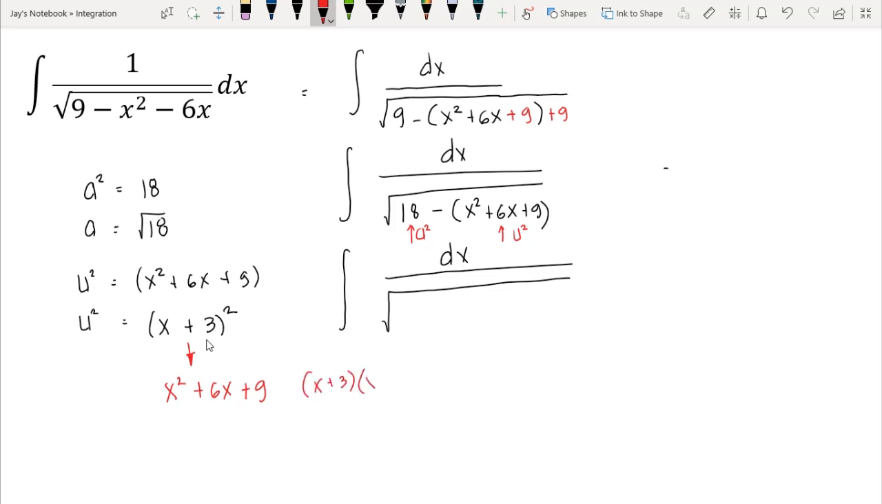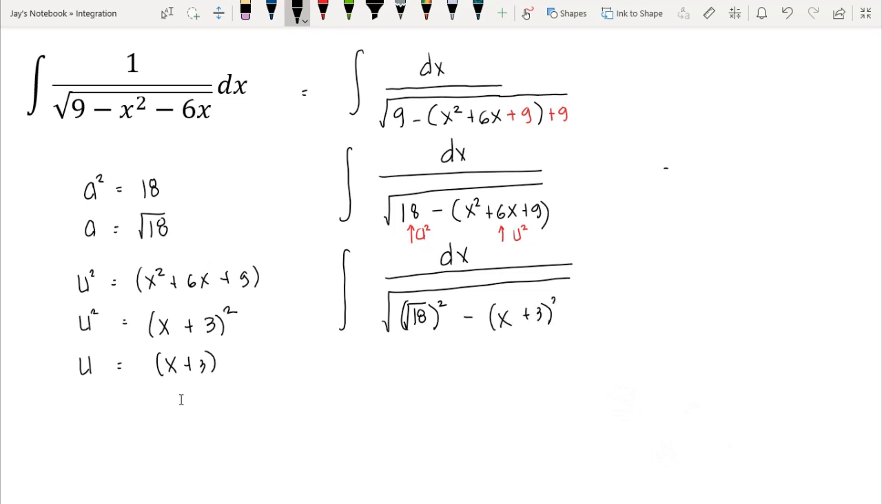Or you can just simply use what we call the funny face, diba? x plus 3 times x plus 3, that is just multiplying the first term and first term, then first term with the second term, then the second term and the first term, and the second term and the second term. Okay? So we can say that x squared plus 6x plus 9 is equal to x plus 3 squared, in which our u here is equal to x plus 3. So therefore, in our radicand, we have our a, that is square root of 18 squared, minus x plus 3 squared.